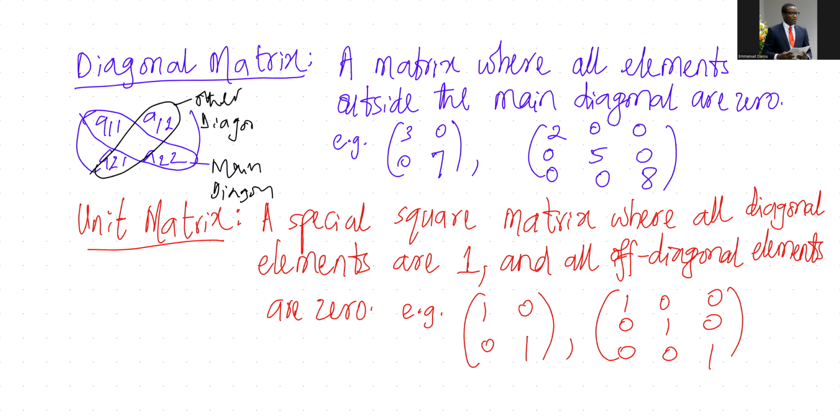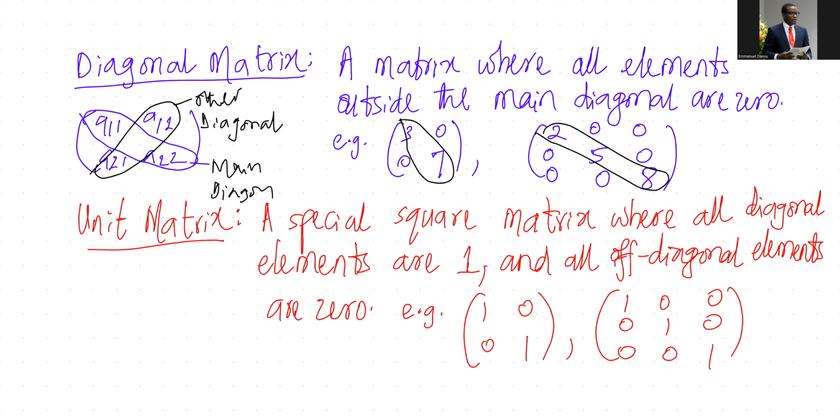With that, we can say again that a diagonal matrix is a matrix where all elements outside the main diagonal are zero. You see the main diagonal here is 3 and 7. Every other element is zero. That is a diagonal matrix. Here again, the main diagonal has elements 2, 5, and 8. Every other element is zero. Then you say that is a diagonal matrix.